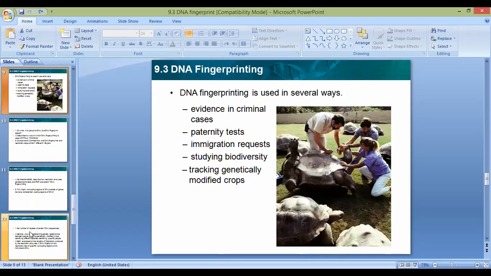Now, DNA fingerprinting, why do we use it? We said it's to identify the person's identity. We have several ways we can use DNA fingerprinting. First, it is evidence in criminal cases, identifying a person in criminal cases. Paternity test, to confirm paternity. Okay? Or maternity, or relationships within the family. DNA fingerprinting will help you test relationships, with paternity in a family.